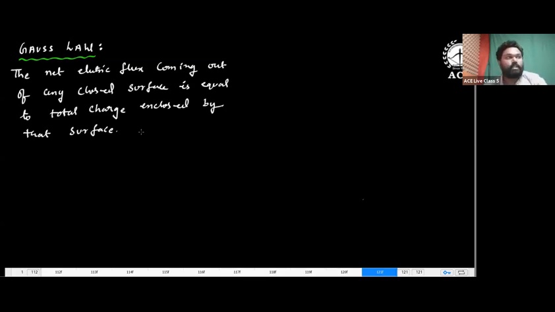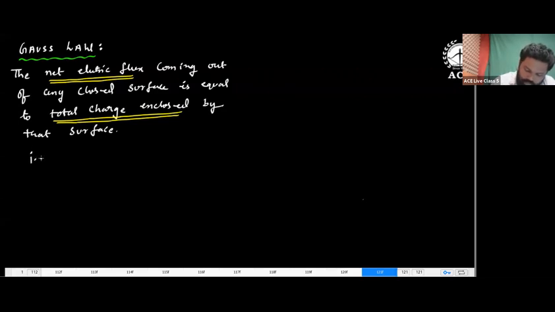There are only 2 points here that need to be remembered. One is net electric flux. It is talking about net electric flux. The other one is total charge. Net electric flux is equal to total charge enclosed. You should add one more word here. There are only 2 points. If you write this in terms of an equation, net electric flux psi net is equal to charge enclosed. Clear?